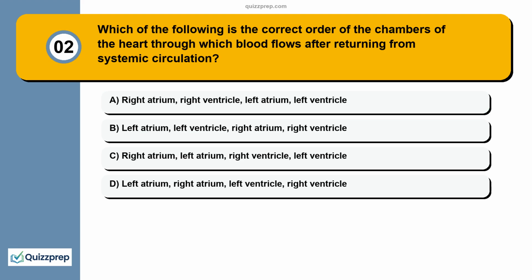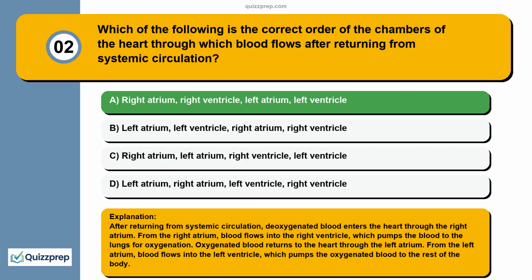Question 2. Which of the following is the correct order of the chambers of the heart through which blood flows after returning from systemic circulation? Right atrium, right ventricle, left atrium, left ventricle. Left atrium, left ventricle, right atrium, right ventricle. Right atrium, left ventricle, left ventricle, left atrium. Left ventricle, right ventricle.